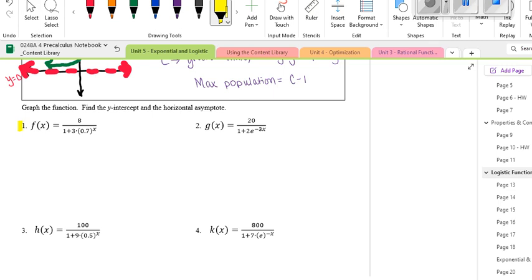I'm going to jump right into number 1, and I'm going to jump into the horizontal asymptote piece because that's easier. So the horizontal asymptotes will always be y equals 0, the x-axis, and y equals the numerator. So in this case, y equals 8. And then I'm going to find the y-intercept the same way I've been doing dozens of times all year. I'm going to remind you that we find that by replacing x with 0.